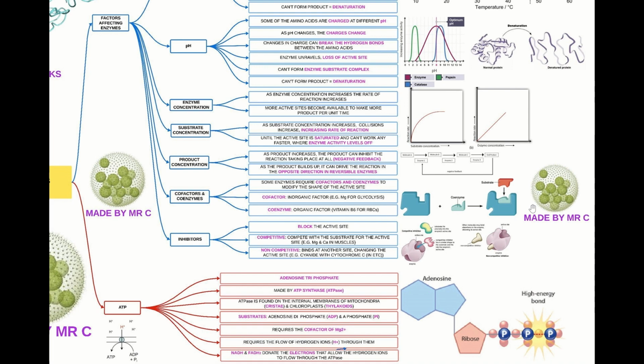It also requires the cofactor of a magnesium ion, Mg2+, and requires the flow of hydrogen ions through the ATPase. Of note here, we should also mention NADH and FADH2, which are produced in cellular respiration and donate electrons that allow the hydrogen ions to flow through the ATPase.